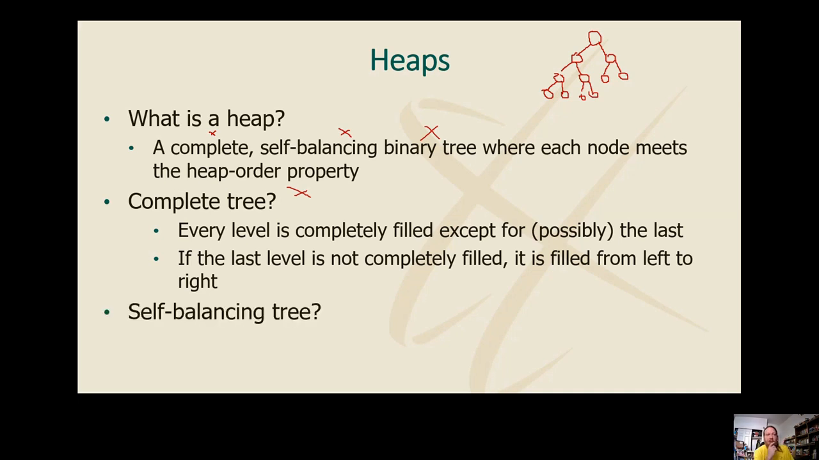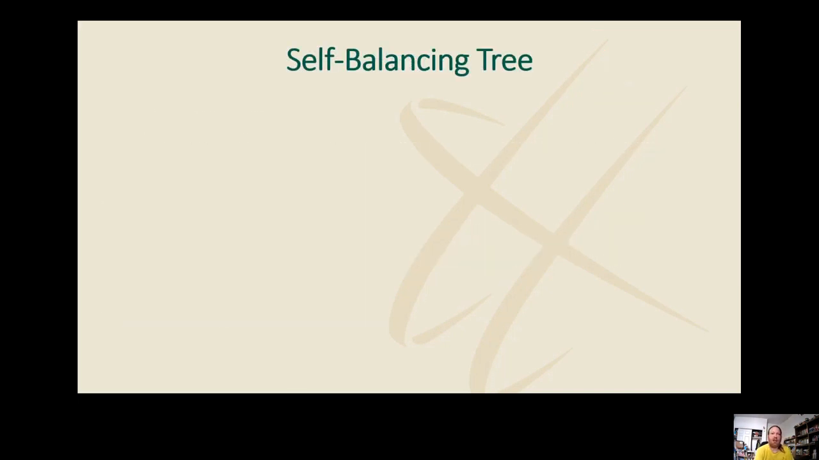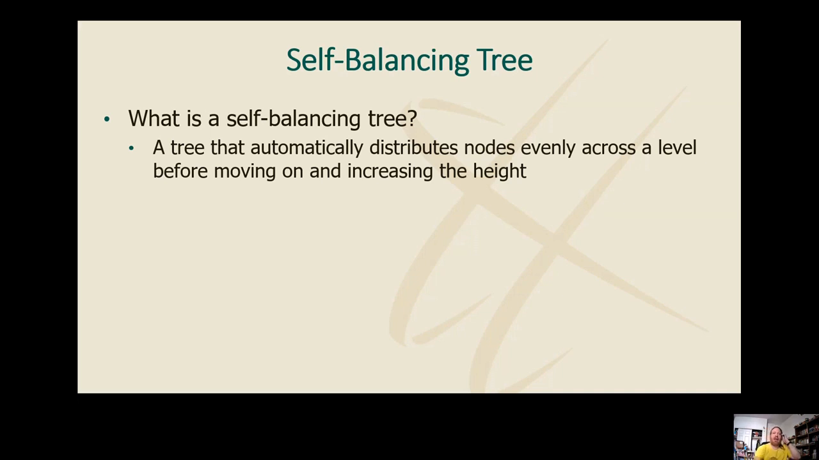What about a self-balancing tree? That's not something that we've necessarily run into. So let's just think about what that means. Self-balancing. Balanced. Well, it's probably going to be fairly even. Okay. What's that mean for us? It means that it's going to automatically distribute nodes evenly, and it's going to do that across a level before moving and increasing height.